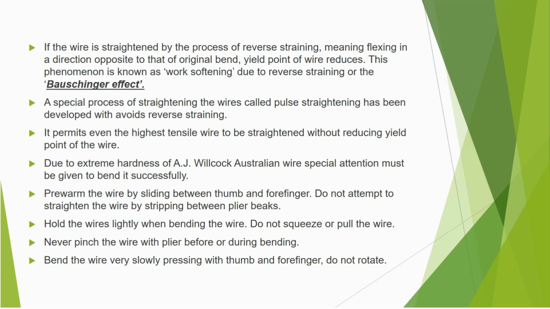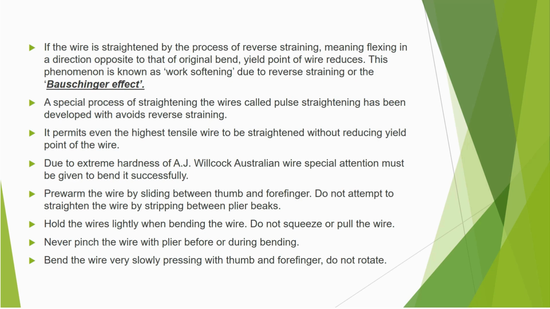If the wire is straightened by the process of reverse straining, meaning flexing in a direction opposite to that of the original bend, the yield point of the wire reduces. This phenomenon is known as work softening due to reverse straining, or Bauschinger's effect. A special process of straightening the wire called pulse straightening has been developed which avoids reverse straining. It permits even the highest tensile wire to be straightened without reducing the yield point of the wire.